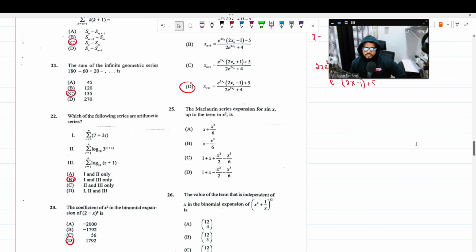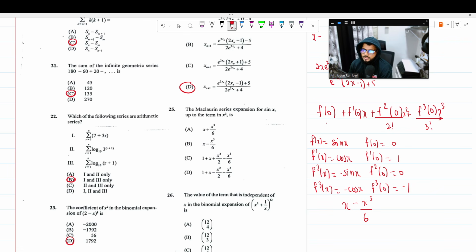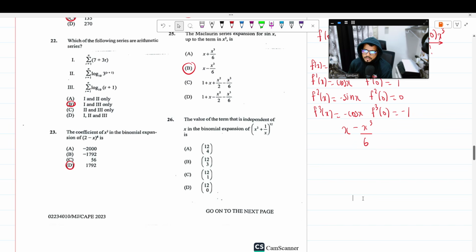Alright, new question. The Maclaurin series expansion for sine x up to the term in x cubed is, I think, no, this is a repeat question. I believe this one was B, x minus x cubed over 6. So using the Maclaurin series expansion, we are going to get x minus x cubed on 6 to be the expansion. The value of the term independent of x in the binomial expansion, I know this one was 12C4 because when we did the working, we got 12C8 in one of the previous questions, and 12C8 is equal to 12C4.